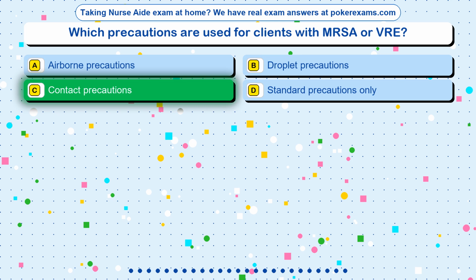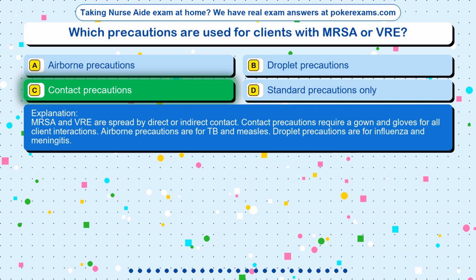The correct answer is option C, contact precautions. MRSA and VRE are spread by direct or indirect contact. Contact precautions require a gown and gloves for all client interactions. Airborne precautions are for TB and measles. Droplet precautions are for influenza and meningitis.